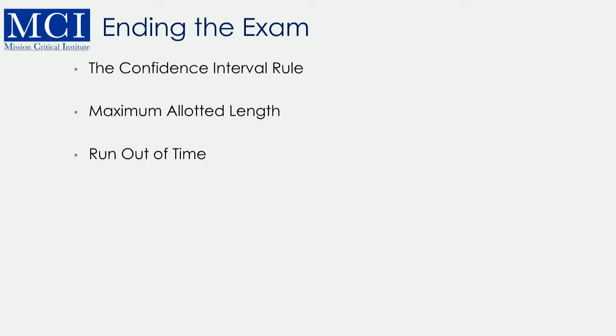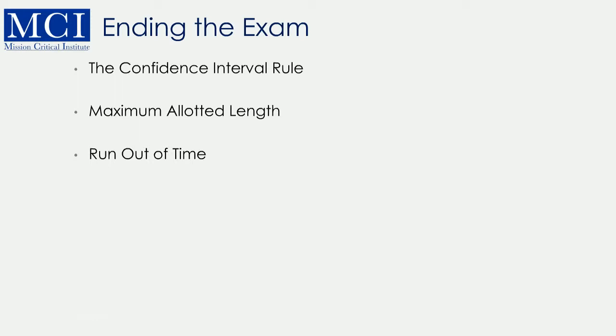If the confidence rule doesn't apply or isn't invoked, then the maximum allotted length rule will apply. In this rule, the exam will end when the candidate has reached the maximum number of questions allowed to achieve a passing score. So the computer will examine the previous 75 questions. Now, why 75? Remember we said that you're looking for a minimum of 100 questions, but 25 of those could be psychometric evaluation. So really, the computer is going to say, let's take 75, because 100 minus 25 is 75.